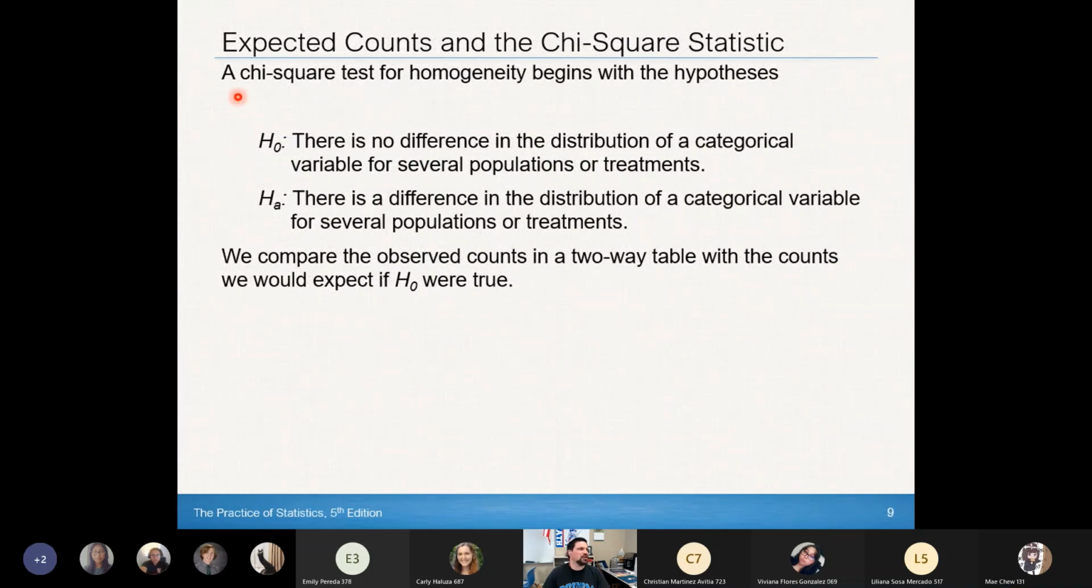Now we're getting into the nitty-gritty. All right, so we need expected counts to get our chi-squared statistic. Chi-squared test for homogeneity begins with the hypotheses. The null hypothesis is that there is no difference in the distribution of a categorical variable for several populations or treatments. And the alternative is that there is a difference in the distribution of the categorical variable for several populations or treatments. We compare the observed counts in a two-way table with the counts we expect if the null hypothesis were true. We always calculate expected counts under the assumption that the null hypothesis is true.